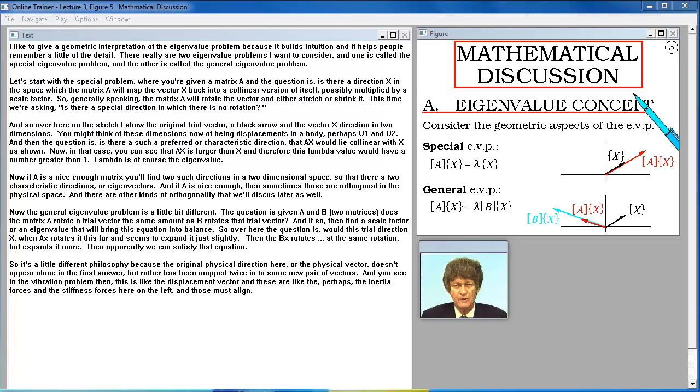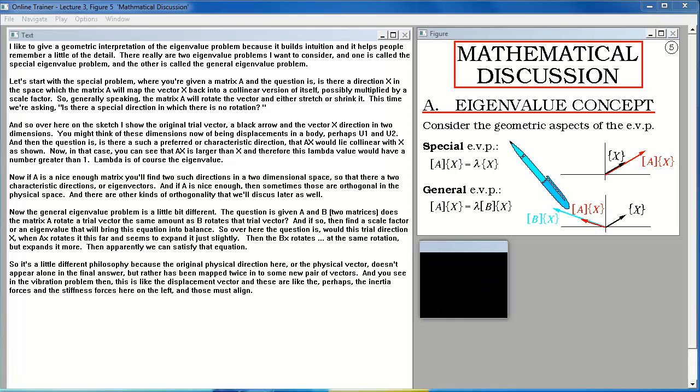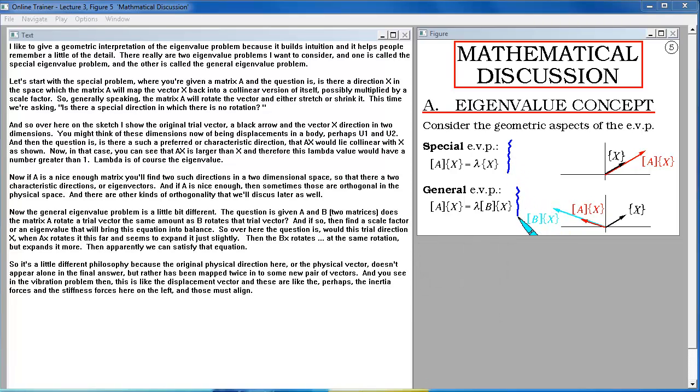I like to give a geometric interpretation of the eigenvalue problem because it builds intuition and it helps people remember a little of the detail. There really are two eigenvalue problems I want to consider, and one is called the special eigenvalue problem and the other is called the general eigenvalue problem.